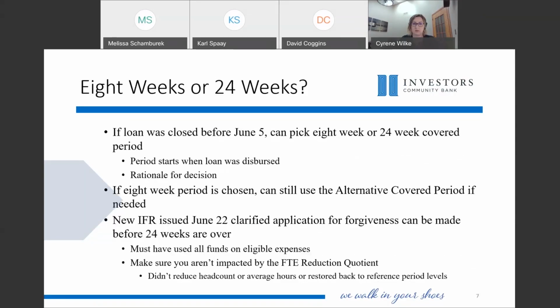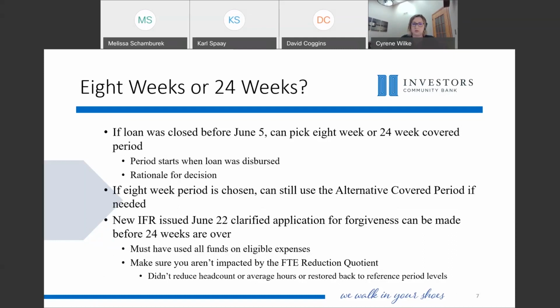So a question you're maybe asking or have asked is, should we use the 8 weeks or the 24 weeks? One of the things we found that probably prompted the 24-week covered period in Congress was that the 8 weeks was really tight for a lot of borrowers to spend all of their funds in that 8 weeks. It took a lot of things to fall right to make that happen.